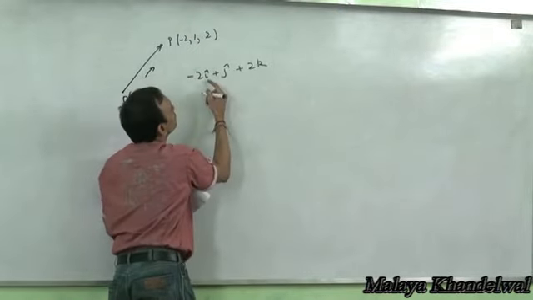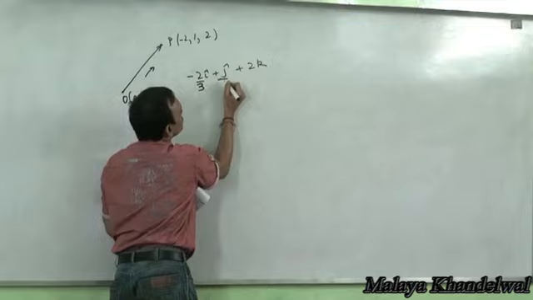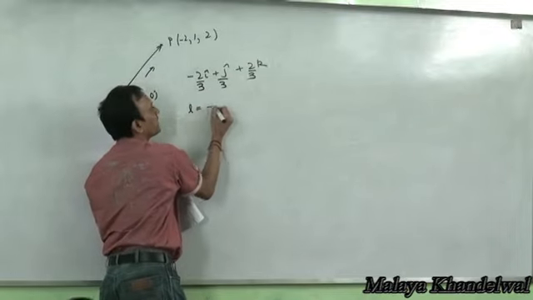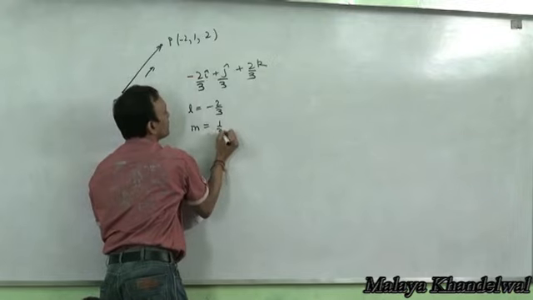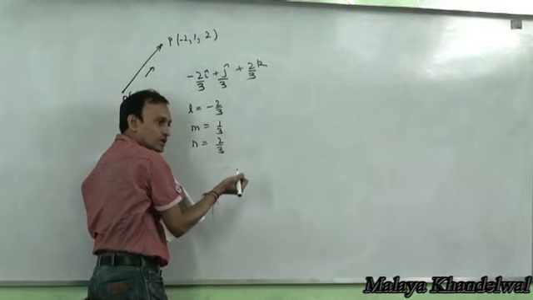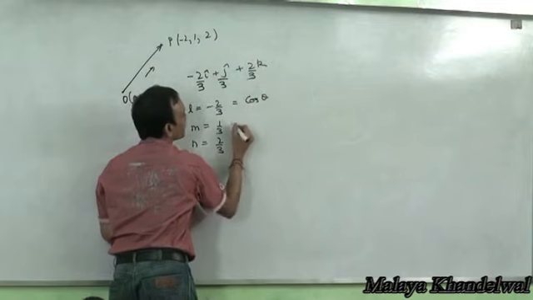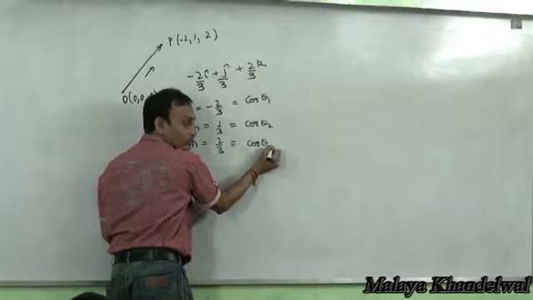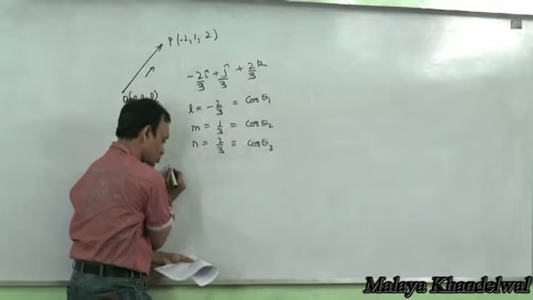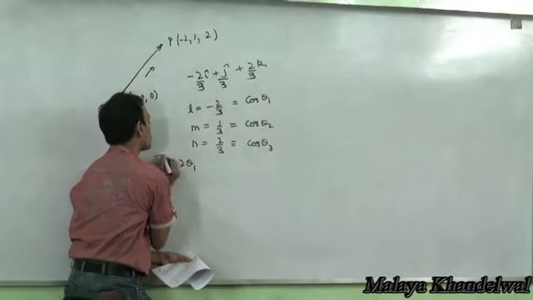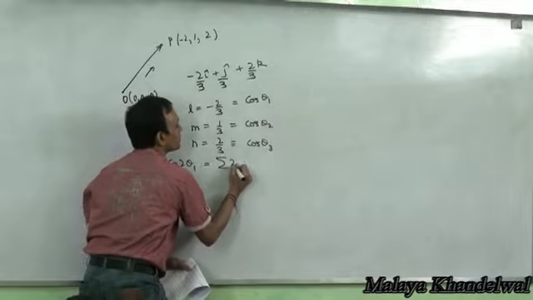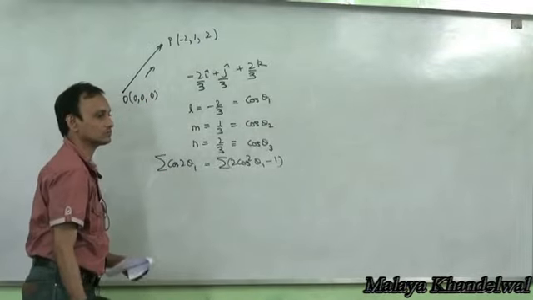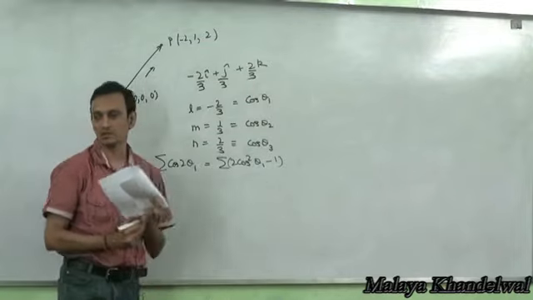A unit vector along this line would be divided by root of 4 plus 1 plus 4, that is 9, which is 3. This is a unit vector along the line. So the direction cosines of the line would be: L is minus 2/3, M is 1/3, N is 2/3, right? These would be the direction cosines of the line, and this would be cos theta 1, this would be cos theta 2, this would be cos theta 3, right? And then what we need is cos 2 theta 1, the summation of cos 2 theta 1 kind of terms. So cos 2 theta 1 can be written as 2 cos square theta 1 minus 1, etc.